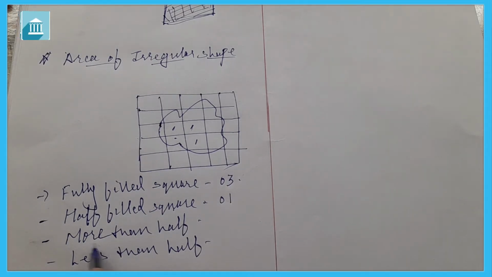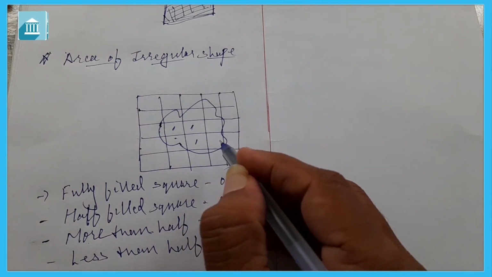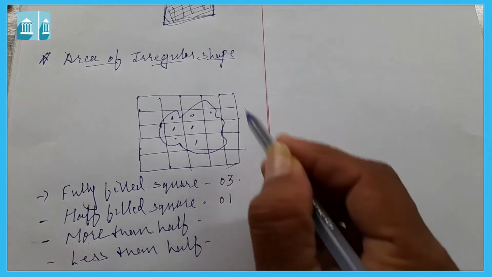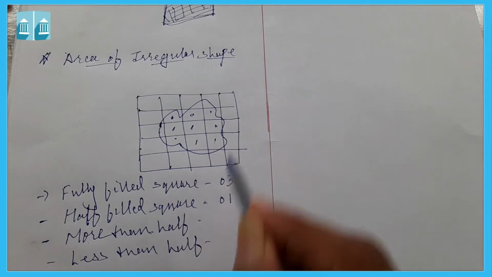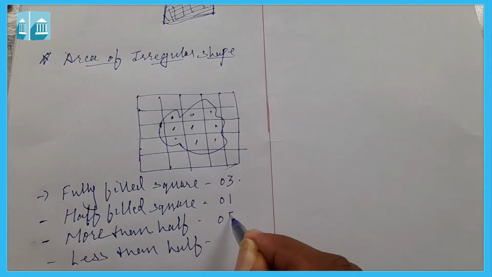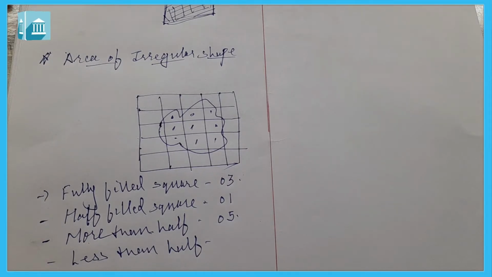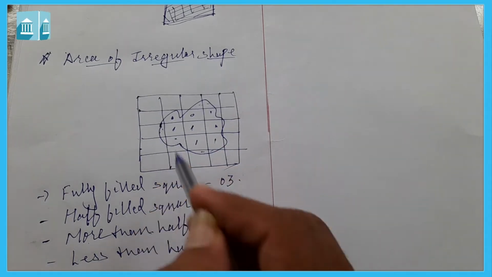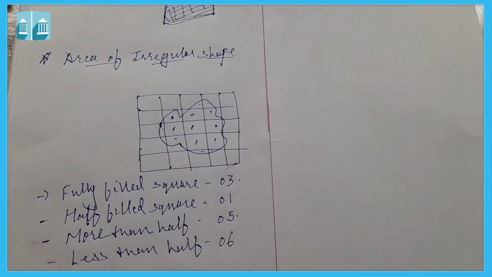Then we can say more than half. So more than half, if we see, this is more than half: 1, 2, 3, 4, 5. So more than half is 5, and we will consider 5 here. Then less than half we can say 1, 2, 3, 4, 5, 6. So here it is 6.